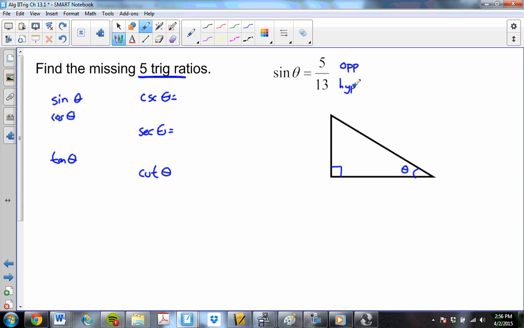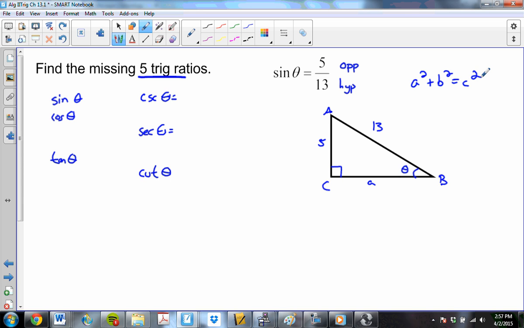Well, sine is opposite over hypotenuse. So this right here is my opposite. I know it's 5, and I know that my hypotenuse is 13. So now, if I just label this triangle ABC, whatever, I need to find side A. Well, I can just use Pythag. Remember, the Pythagorean theorem only works in right triangles.